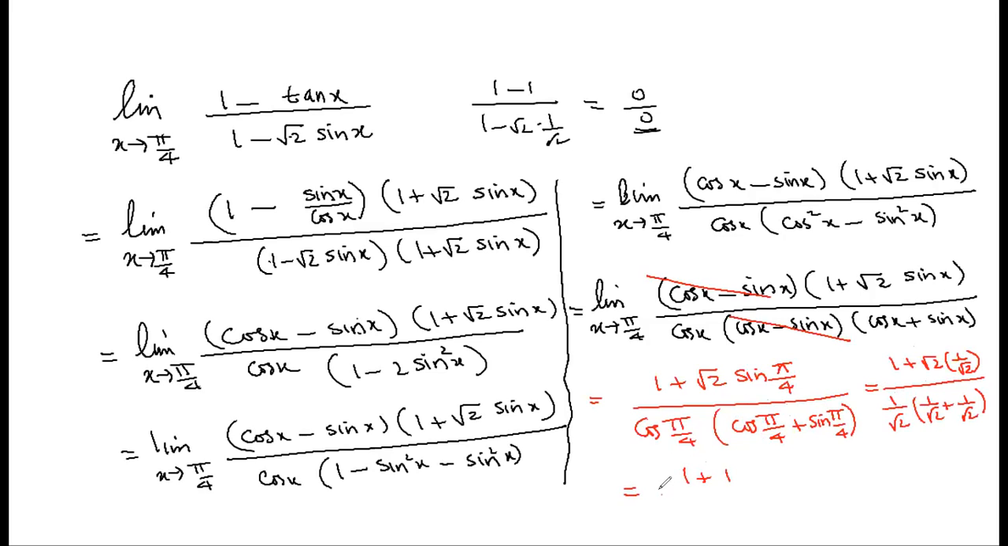Numerator became 1 plus 1. 1 by root 2 plus 1 by root 2 is 2 by root 2. Oh no, then half will be the answer? No, 2 only. It's okay. 2 will be the answer. It became 2.